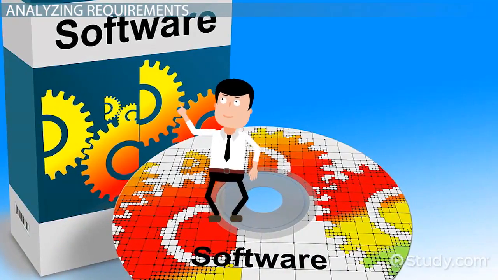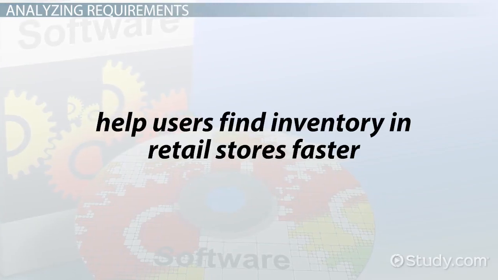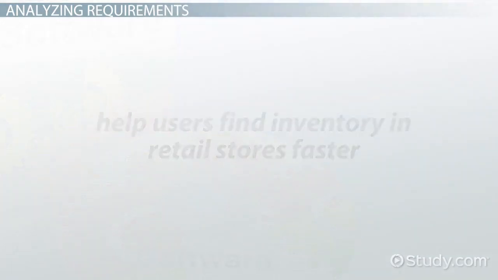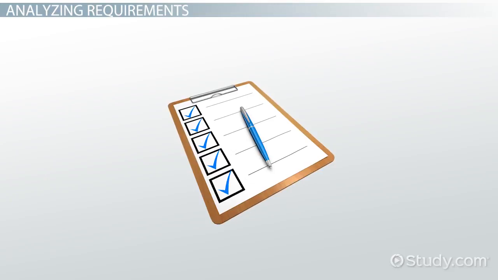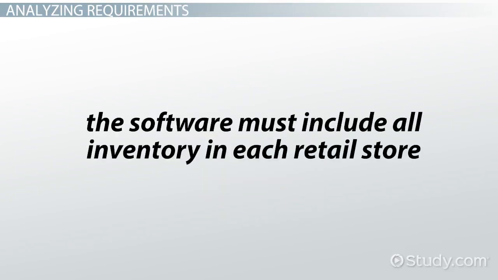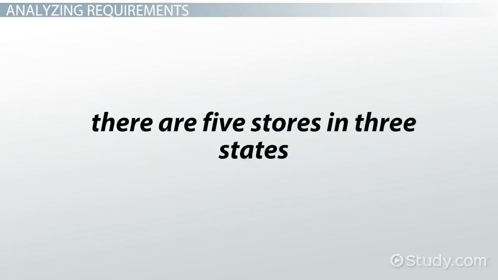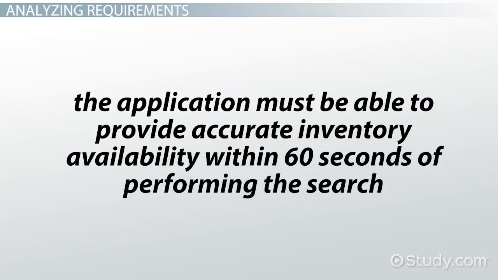For example, Lane wants to develop a software application that will help users find inventory in retail stores faster. To start this process, Lane provides a list of customer requirements to his project manager. First, the software must include all inventory in each retail store. Next, each retail store has the same inventory part numbers. Next, there are 5 stores in 3 states. Lastly, the application must be able to provide accurate inventory availability within 60 seconds of performing the search.